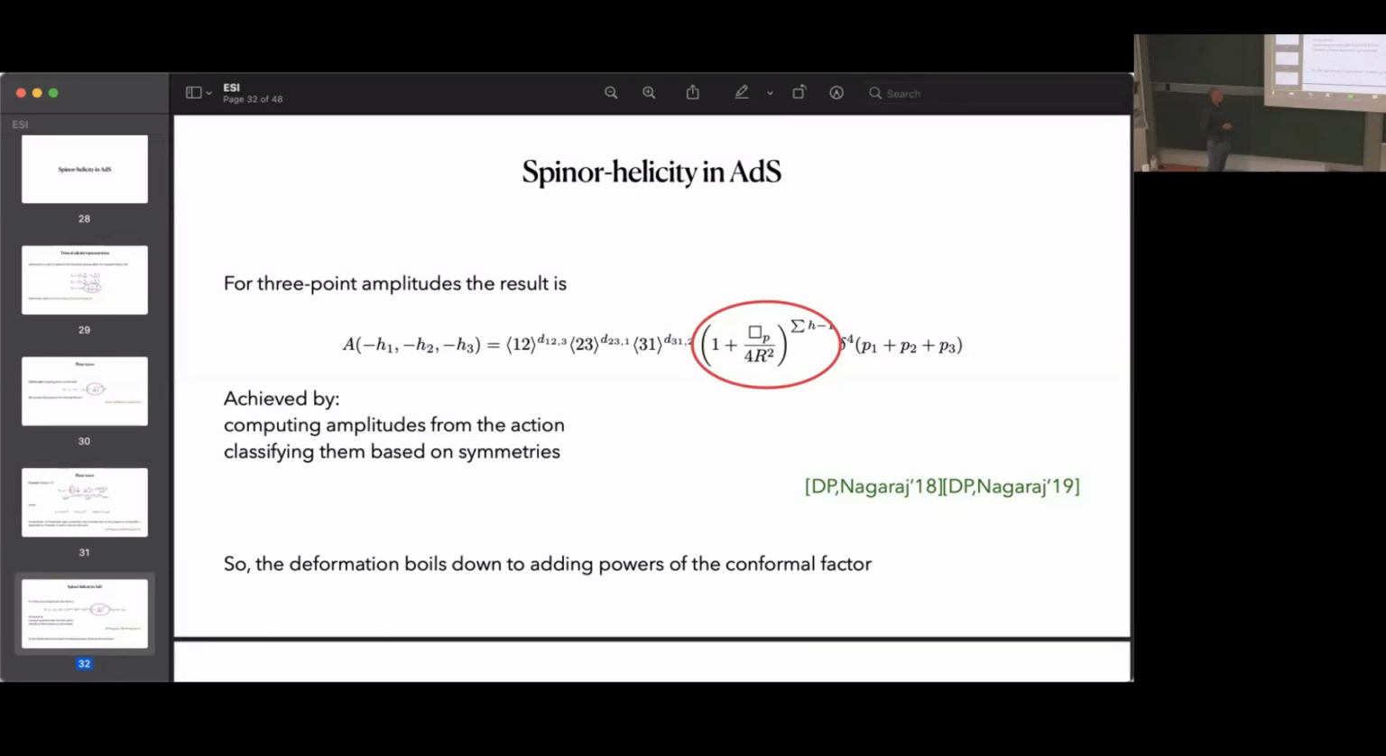You can reach this result either by computing amplitudes from the action or by studying symmetries. As I explained in flat space, you can construct 3-point amplitudes by symmetries. Here you can do the same, and so you get this result. At the end of the day, you see that the vertices look very similar to flat space. The classification is the same, which means that in particular, there are additional vertices in AdS space as well.